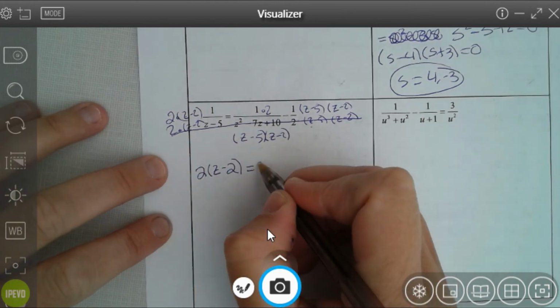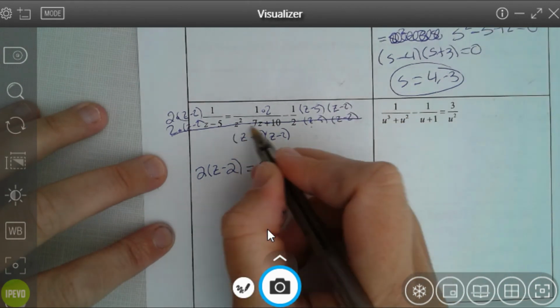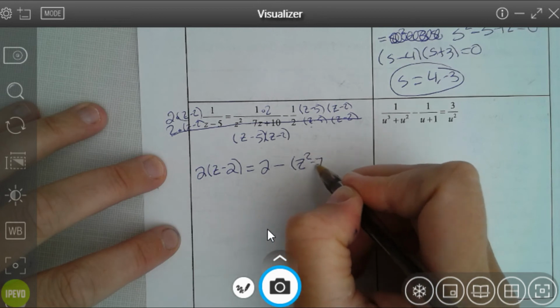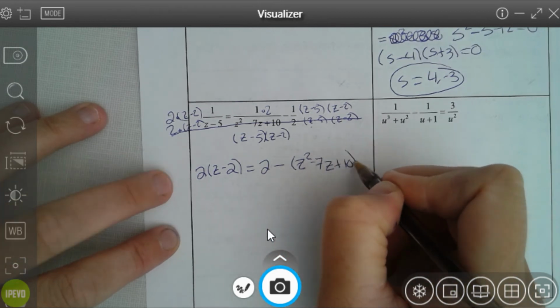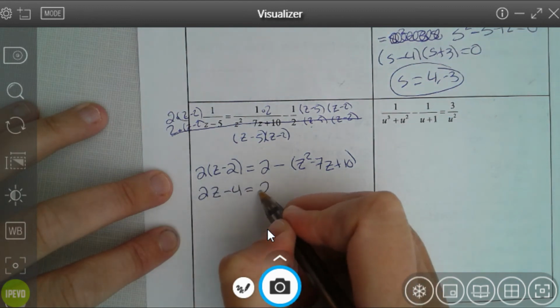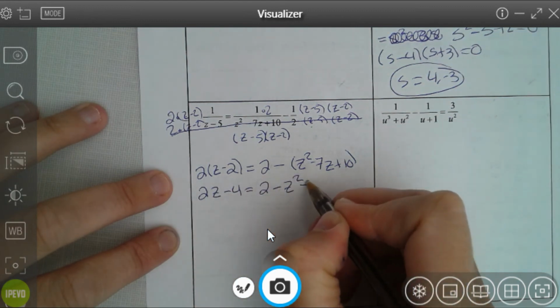This is just a 2 on top here. And then this FOILed out was this answer right here. So I'm just going to go ahead and write that out. Z squared minus, multiplying my 2 and my negative 1 there. Let's see, hopefully this time I won't make a whole bunch of math mistakes.